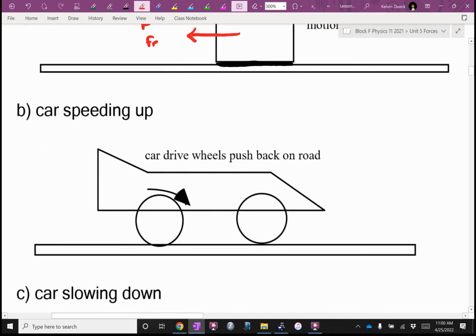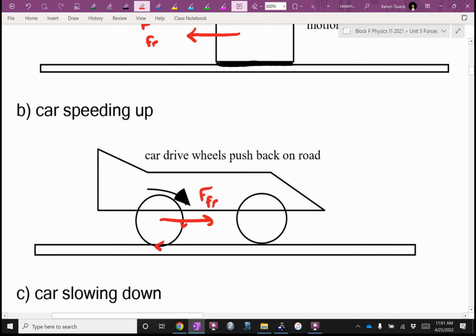What about for a car speeding up? Well, if we zoom in, the tires are trying to push backwards against the road. Forces come in pairs. The tire pushes backwards against the road, the road pushes forwards on the car, and that force is friction. Here, friction is pointing forwards.